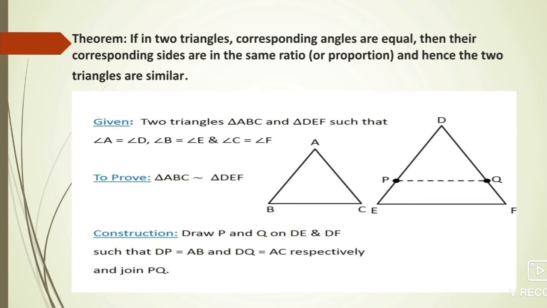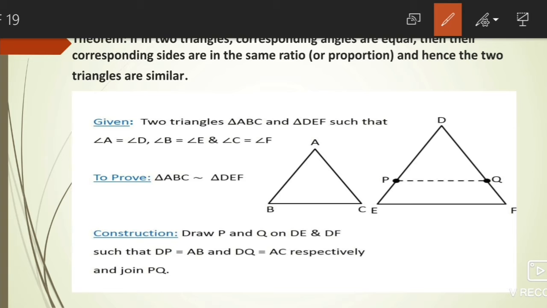In the given condition, angle A is equal to angle D, angle B is equal to angle E, and angle C is equal to angle F. That means the corresponding angles are equal, given. Now you have to prove that triangle ABC is similar to triangle DEF. That means if you can show that AB by DE is equal to BC by EF is equal to AC by DF, our required proof will be completed.